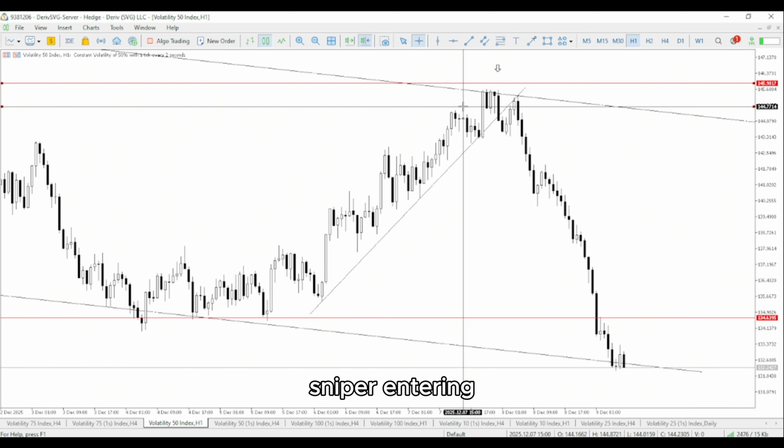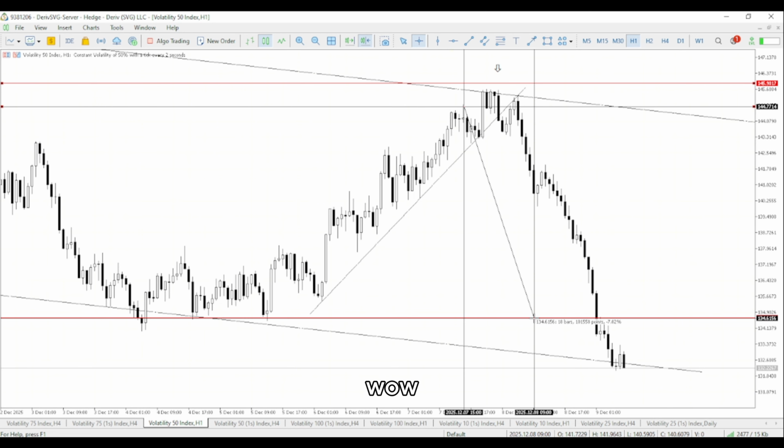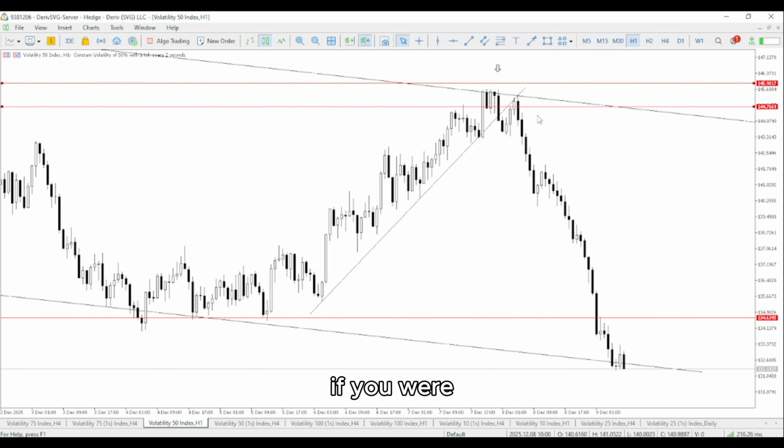Let me check how many RR we could get from this trade. Wow, this is 1 to 7 RR, which is 1 to 7 risk to reward. This means if you were risking $100 in this trade, you'll be making $700. That is a lot of money for a trader. A lot of people do not make that kind of money in a month, even in 2 months. It takes a lot of people a lot of time to make that kind of money.